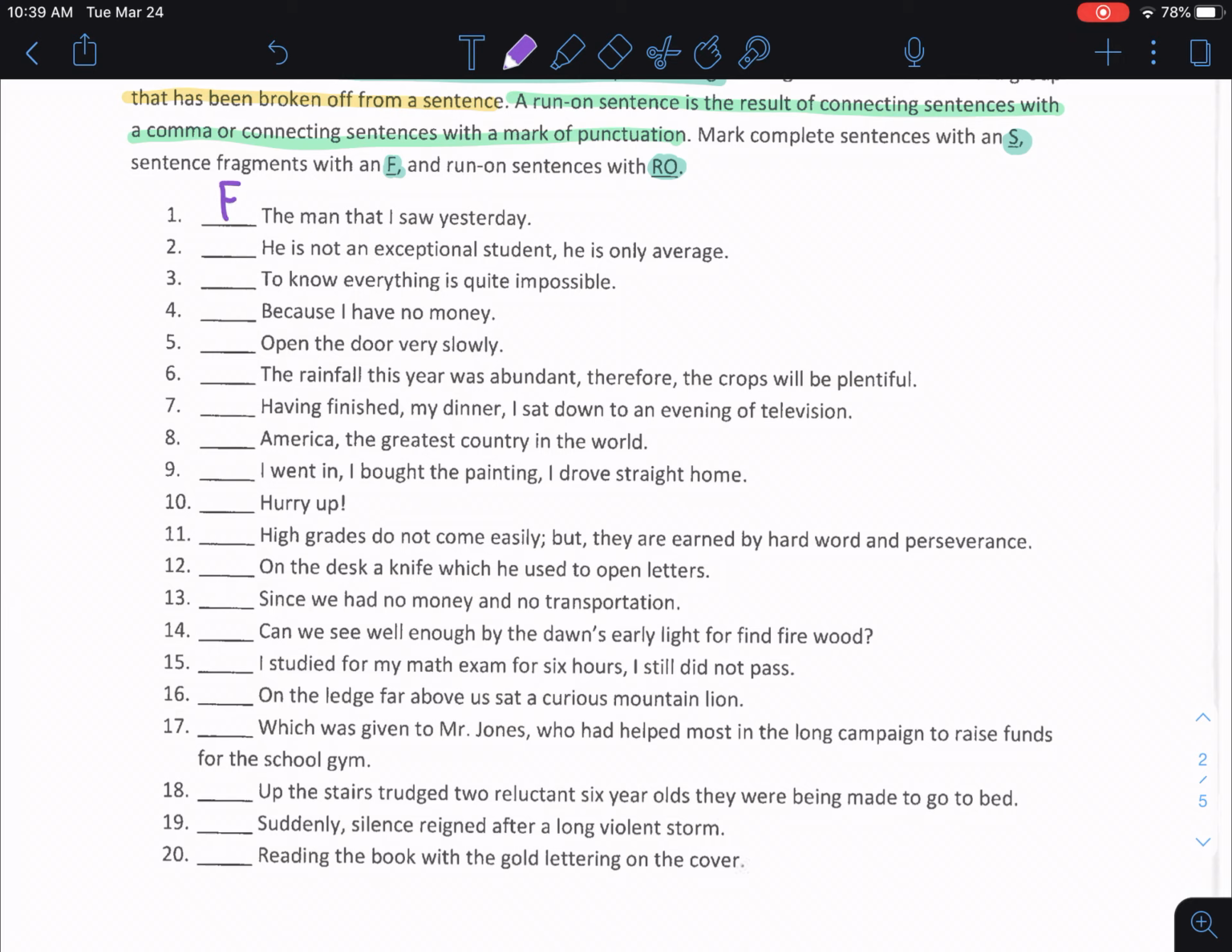Number 2 says, he is not an exceptional student, comma, he is only average. So he is not an exceptional student is a complete sentence because it has he, which is a subject, and is, which is the predicate verb. The second part says he is only average. Same thing. He is a subject and is the predicate verb. But this little chunk right here has a comma. And we all know if we use a comma, we have to also have a FANBOYS to connect it.